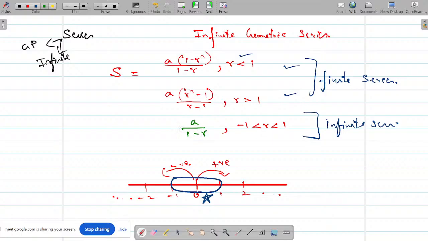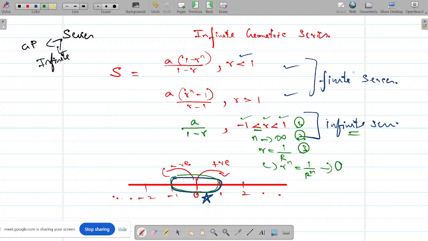There's one more condition: minus 1 less than r less than 1, which means you're focusing on this area. r is not equal to, if it is equal to, it means r equal to 1 and r equal to minus 1. I cannot take that value, because r should be smaller. Only if r is smaller can I talk about 1 by R power n, which will be small. So three conditions. One condition is this one. Second condition, because it's about infinite series, you will be getting n tends to infinity. Third condition, I'm taking r is equal to 1 by R, so obviously r power n will be 1 by R power n, which will be tending to 0. Yes, please make a note of it.